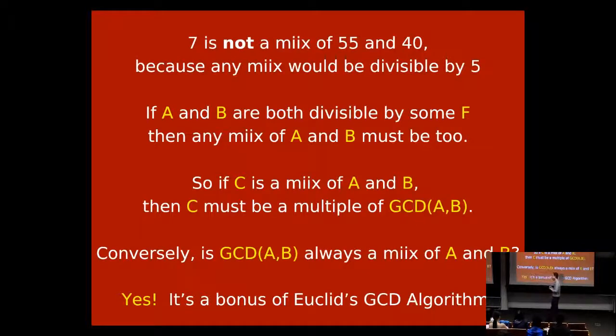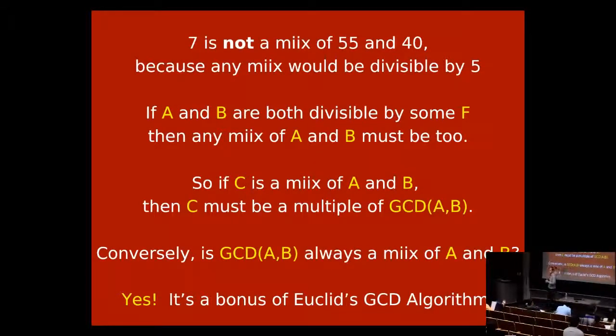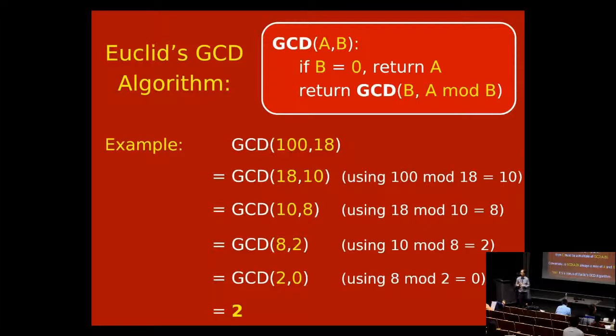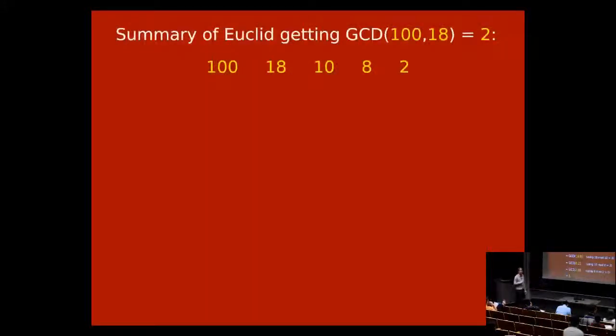And you might wonder why we care. Well, we're going to care later in this lecture, but the answer is yes, and it's a bonus of actually Euclid's GCD algorithm. If you run Euclid's GCD algorithm, it's almost like a proof that the final answer, the GCD, is a mix of the 2 initial numbers. And let me show you why. I'll just sketch it in an example. So this is an example of GCD running on 100 and 18. The final answer is 2. So what I'm telling you is that 2 is somehow a mix, an integer linear combination of 100 and 18. And somehow you get that mix by looking at these intermediate steps.